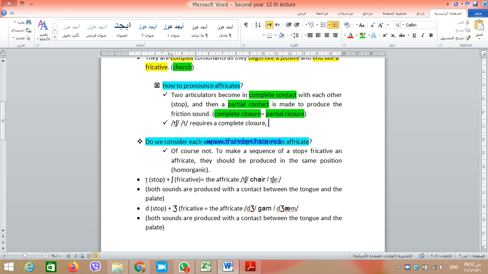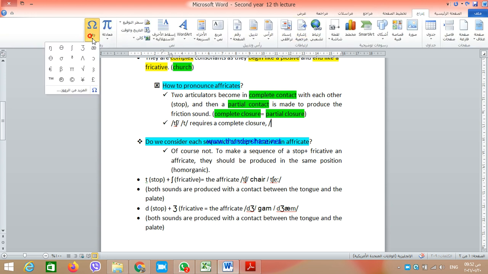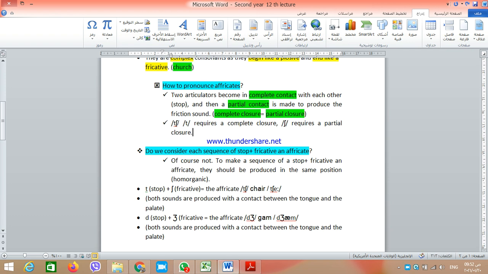Then what do we have? We have the sound sh. And this sound, as we said, is a fricative sound, which requires a partial closure. So both are needed. The complete closure first to make the t, then the partial closure to make the friction of the sh sound.